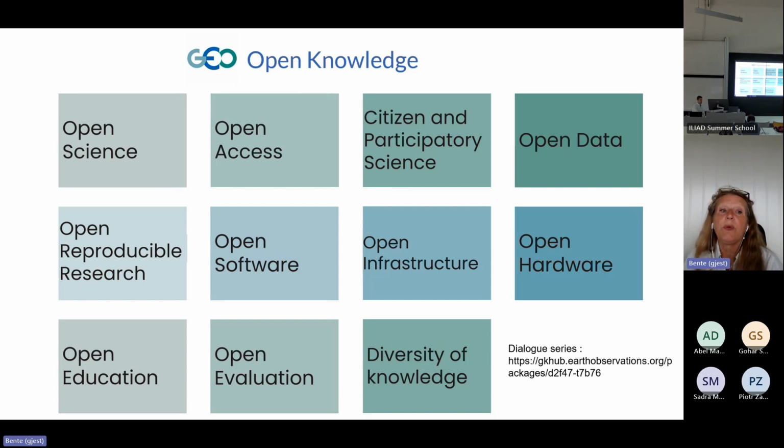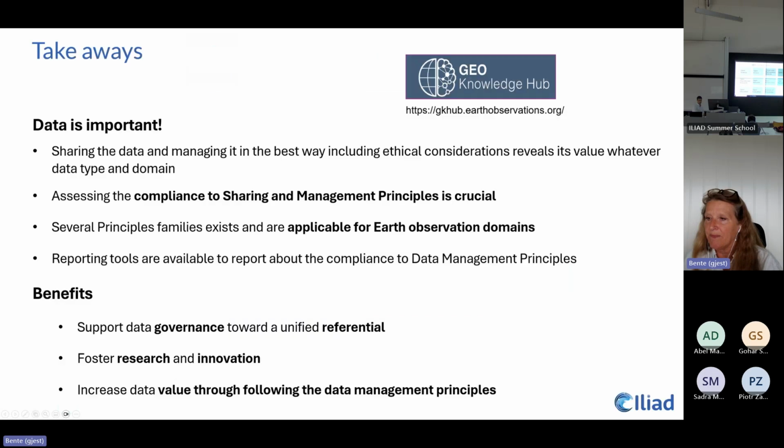Open science, of course, open reproducible research, again following all the principles, this will be enabled. Open software, infrastructure, and hardware are also included in open knowledge. Open education, open evaluation, and diversity of knowledge are also included. So you see, we are moving more and more towards openness, traceability and transparency. This might be perceived as a challenge with respect to business models, but as a matter of fact, it's more enabling more business than the other way.